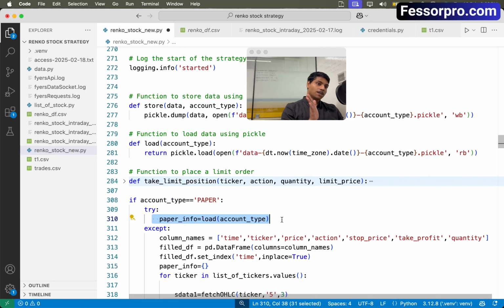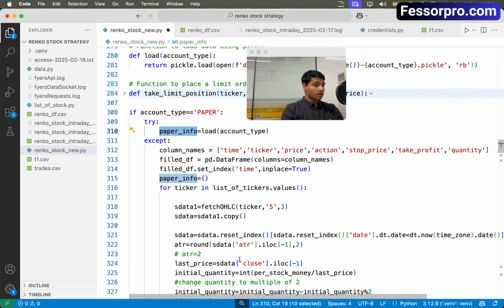But if you are running it in between the market, like you have started the code, stopped the code for some reason in between, and you're restarting it, assuming that you want to continue from where you left off, in that case this code will work, right? Whatever data you have in that pickle file, your code will read it and save it in this paper info variable. Now, what if you're running this for the first time?